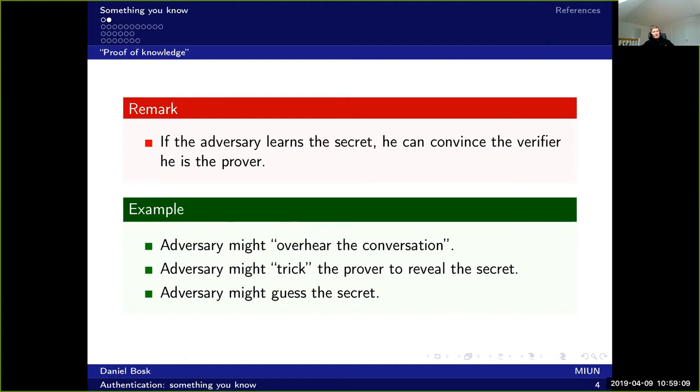And there are various ways the adversary might learn the secret. For instance, the adversary might overhear the conversation. So if you say it orally, then yes, he can hear it if he's in the vicinity. Or he might be able to read your network traffic, so he can see the password when it's sent over the network. The adversary might be able to trick the prover to reveal the secret, for instance, through phishing attacks. And the adversary might simply be able to guess the secret because the secret is not chosen that randomly.